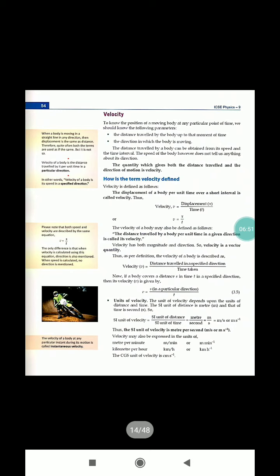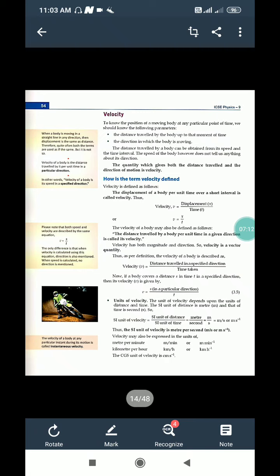Now, what is velocity? The velocity of a body is the distance traveled per second by the body in a specific direction. Thus, the rate of change of displacement of a body with time is called the velocity. It is numerically equal to the distance of the body in 1 second. It is a vector quantity and is represented by the symbol u bar.